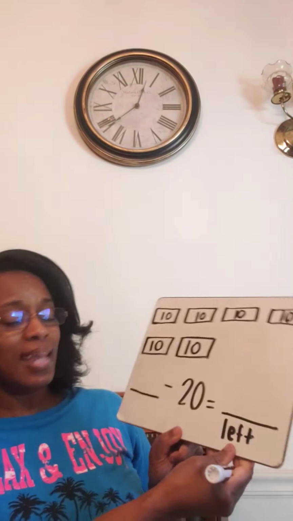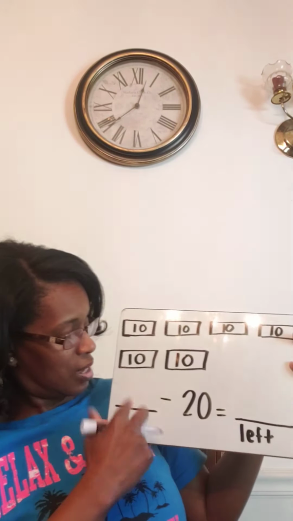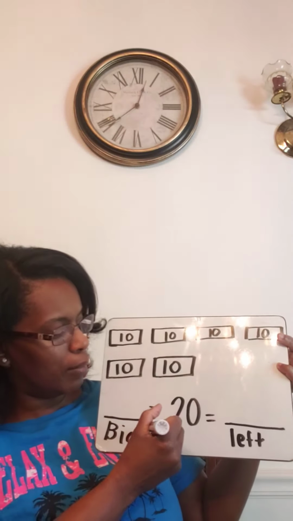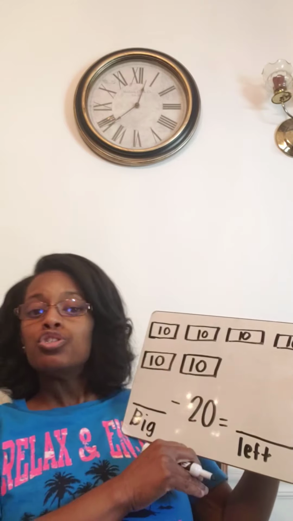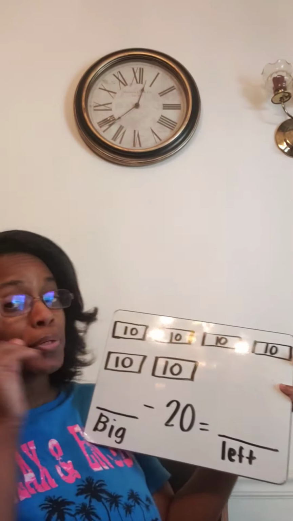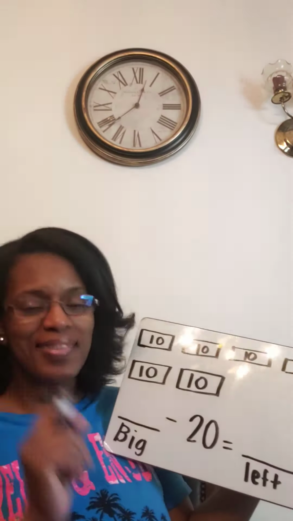So let's always think about that. So I'm going to write the word left up under this last blank because that's what we have left. And then this is going to be our big number. So I'm going to write the word big right there. That's going to be our big number. So let's look at our picture. And we're going to pretend that these are filled in 10 frames. So let's see how many 10 frames there are, okay?